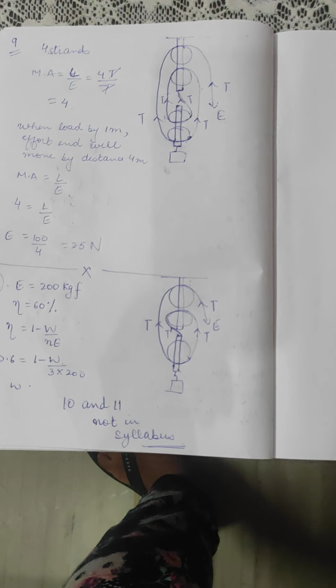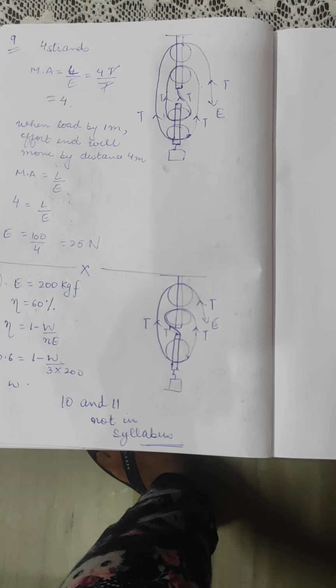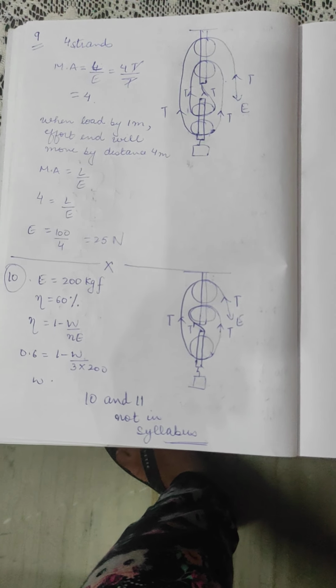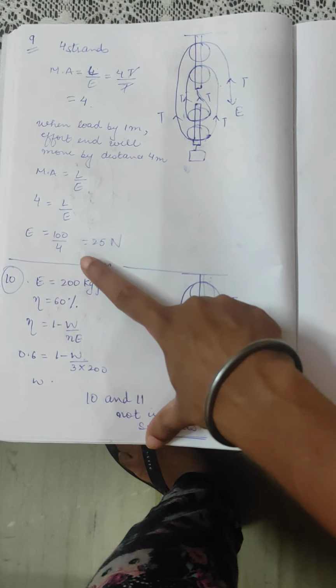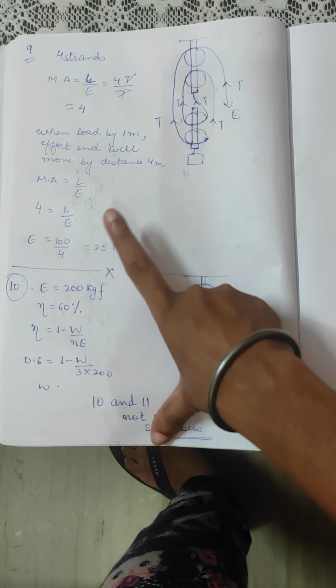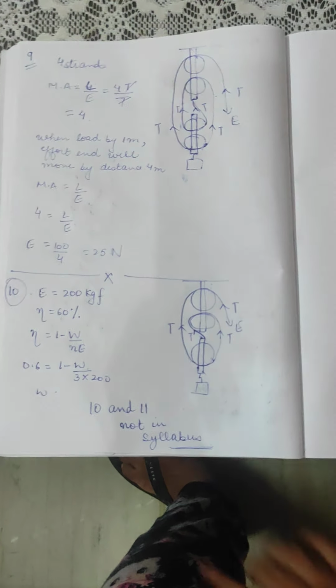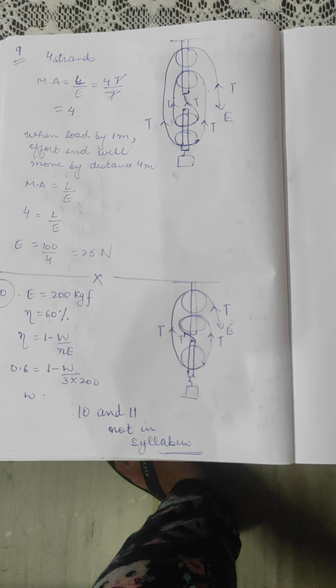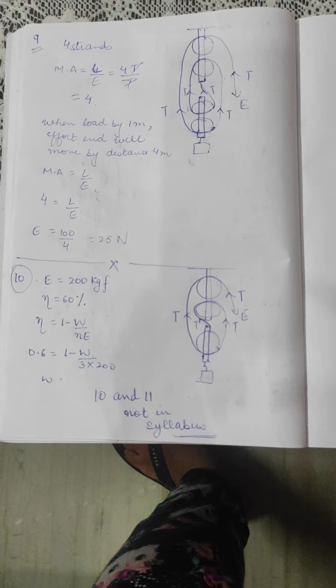So next is how much effort is needed to lift a load of 100 Newton. To lift a load of 100 Newton, here we have 100 Newton load given to you. Okay, mechanical advantage you have already calculated, that is 4. From there you can calculate the value of effort. That comes out to be 25 Newton.